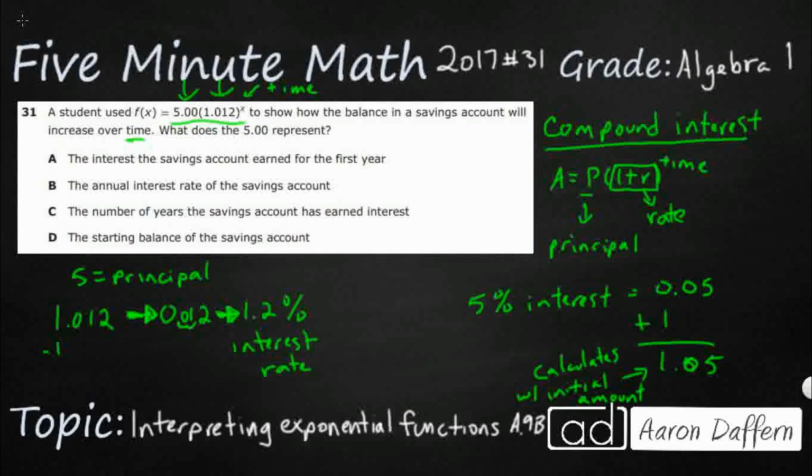So A, 5 represents the interest the savings account earned. No, that's going to be this right here. That's 1.2%. B, the annual interest rate of the savings account. No, still at 1.2%. C, the number of years the savings account interest has earned, that's the x. And then look at that D, the starting balance. The starting balance, that's your principal. That's how much you started with. And that's our answer, D.